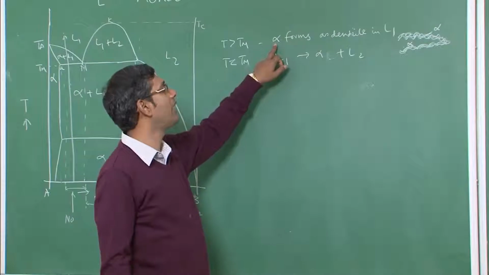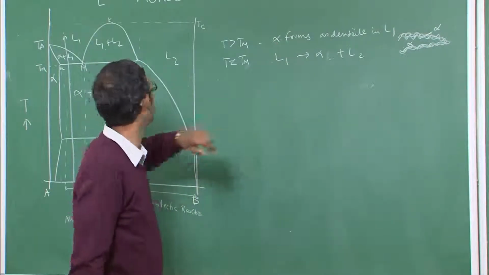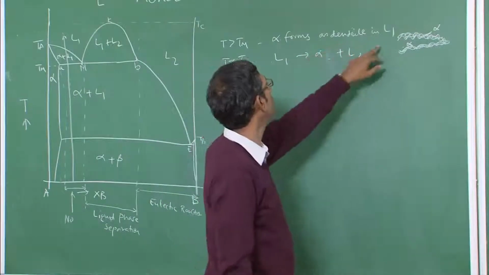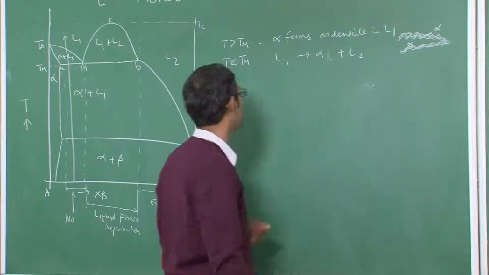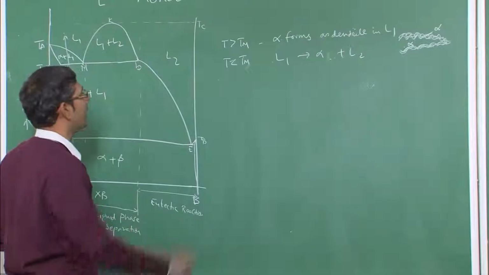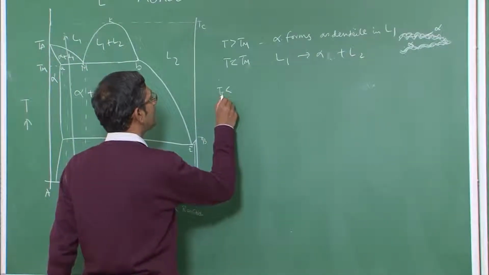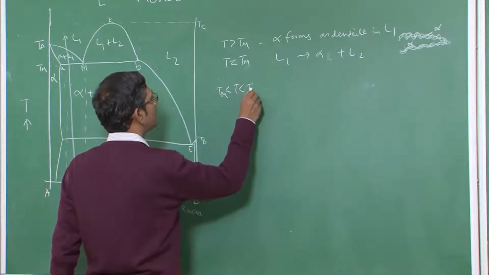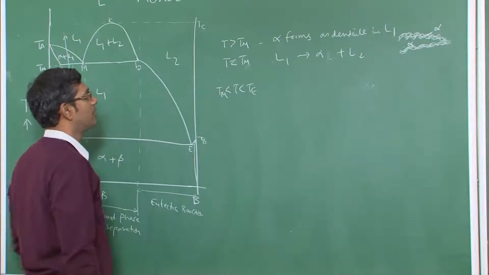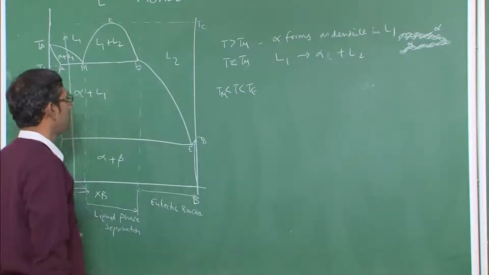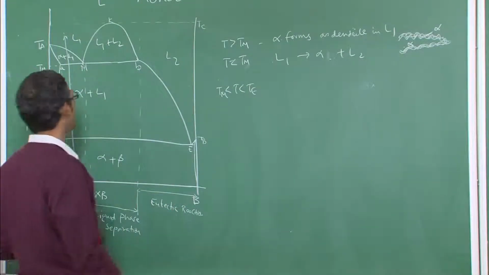This alpha is formed without any reaction, by simply solidification from the L1, and this alpha is formed by monotectic reaction. Now, between Tm and Te, in this temperature range, T less than Tm but greater than Te, correct, between this temperature range, what will happen?